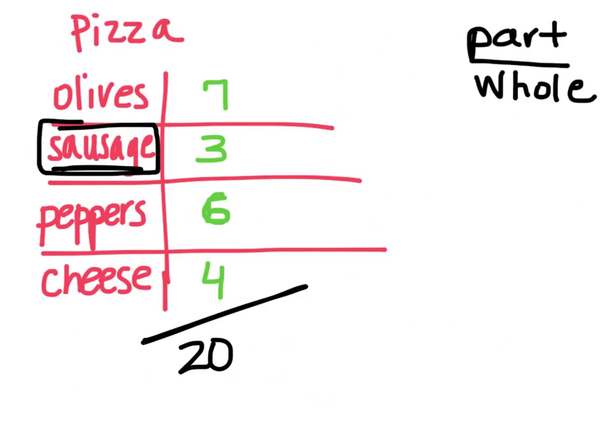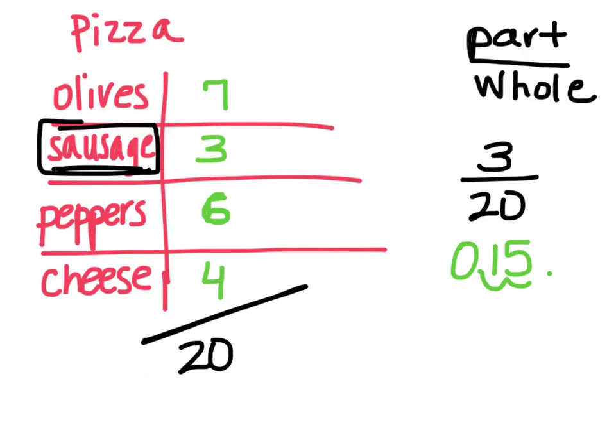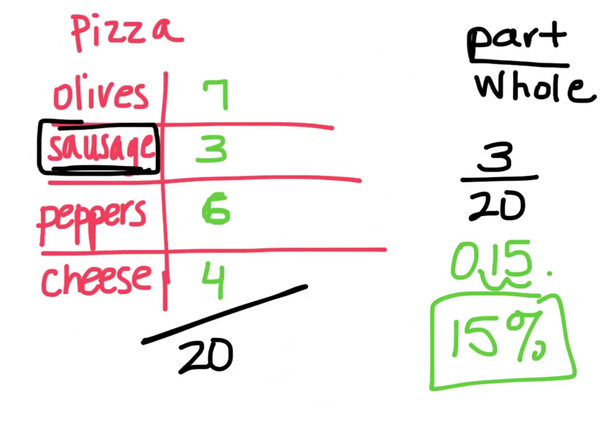Now I want to know what percent chose sausage. 3 people chose sausage out of 20. To change that to a percent, remember, think of that like your test score. Just take 3 divided by 20 and then times 100. I'm going to type that in. 3 divided by 20 gives me 0.15. As a percent, move it over twice. I get 15% of the people ordered sausage pizza.